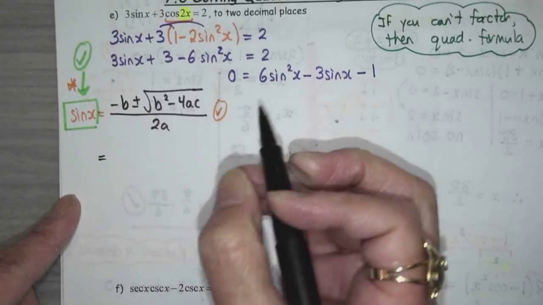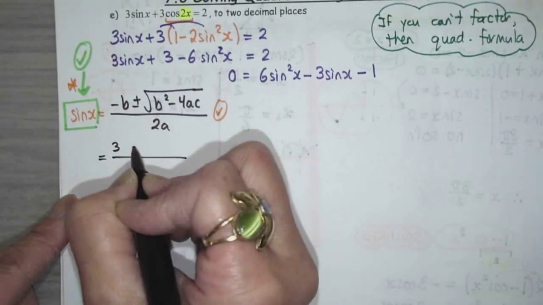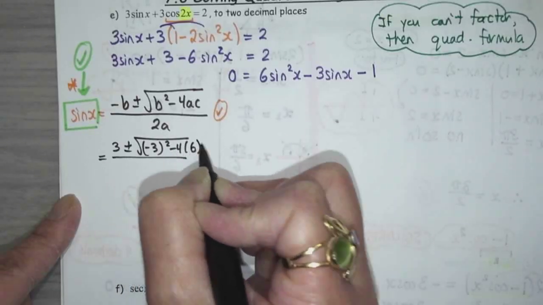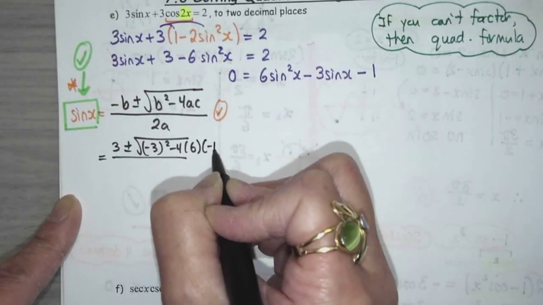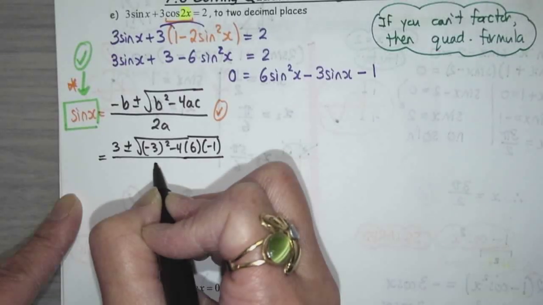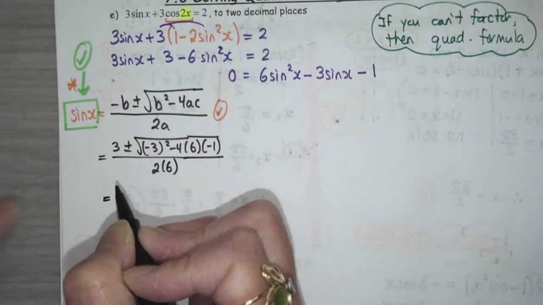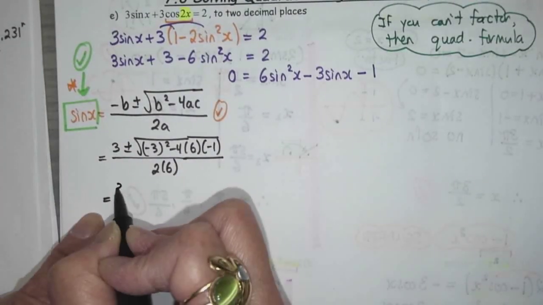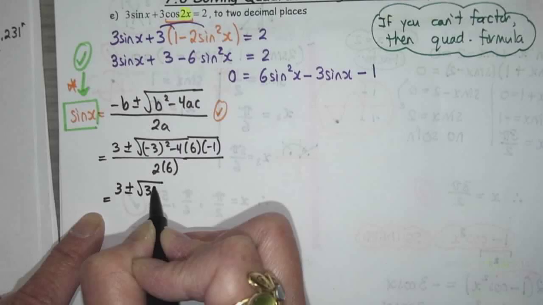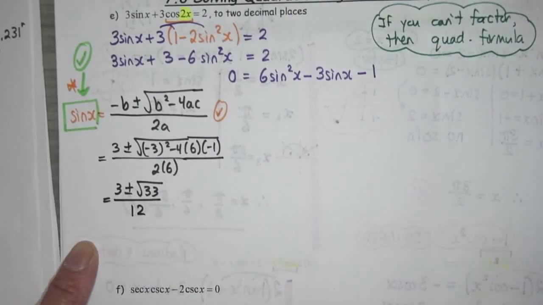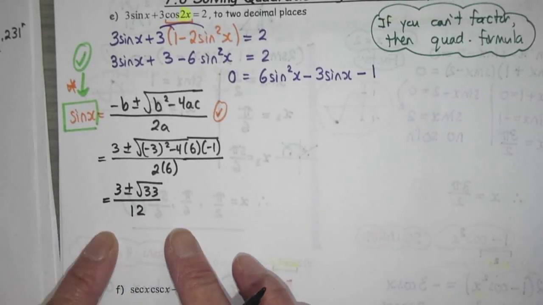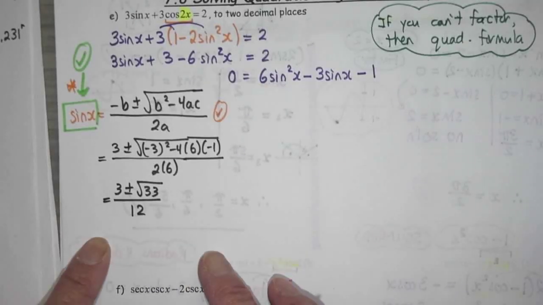So we're going to do negative, so it'll be 3. You can go right to 3 plus or minus the square root of negative 3 squared, minus 4 times 6 times negative 1. Is that right? And then there'll be 2 times 6. I'm going to get 3 plus or minus root 33 over 12. If you can use this and go straight to your inverse sine, you get your 2 answers right away.